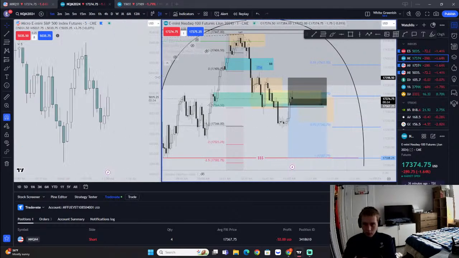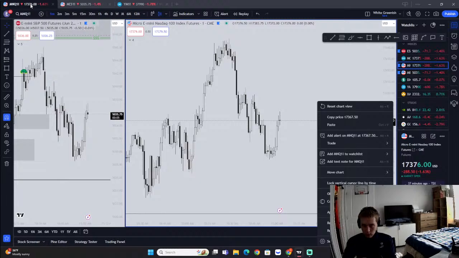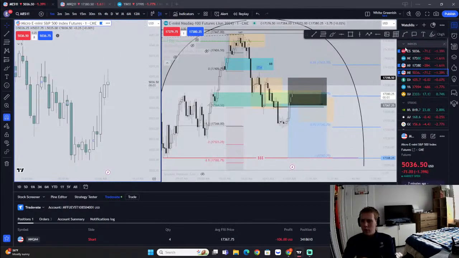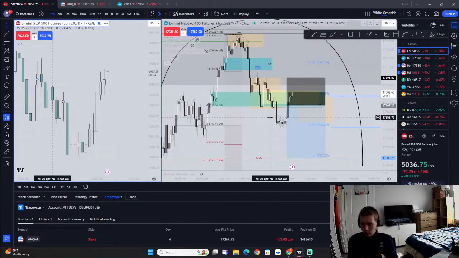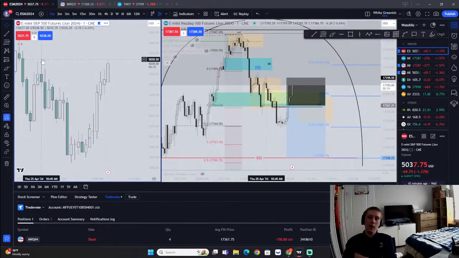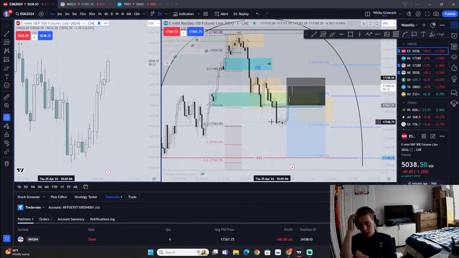We form SMT here. Wait, hold up. All right. We could be coming up and taking this high on ES, and then forming SMT. Stop still at this high. I'm just going to trust the model.